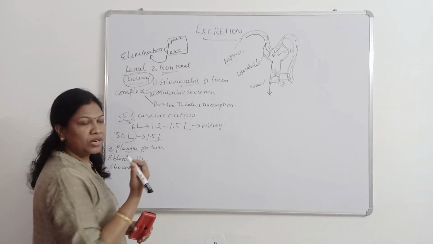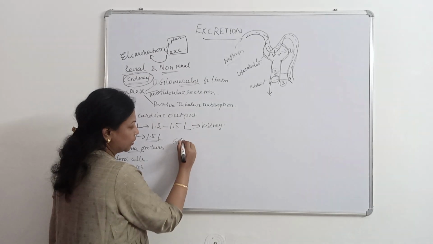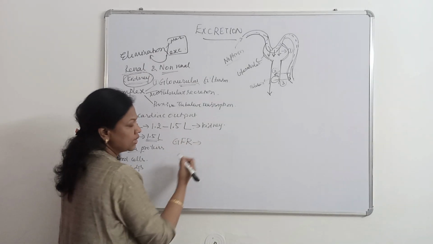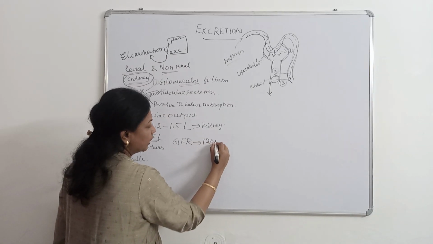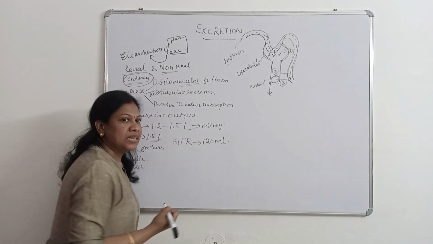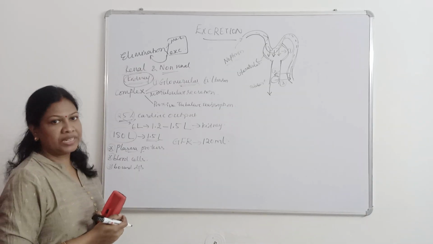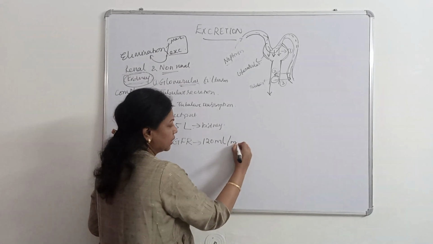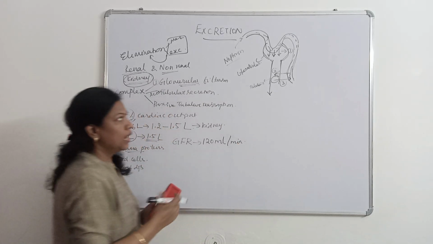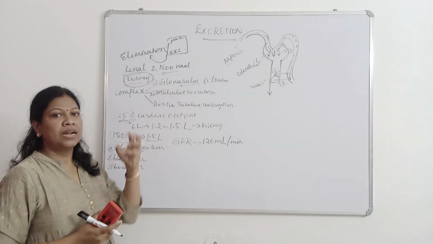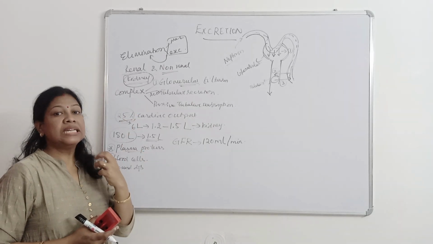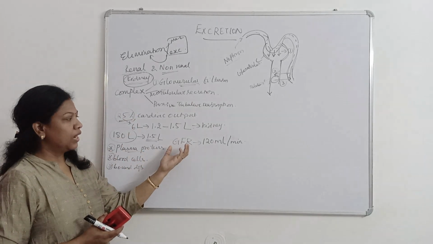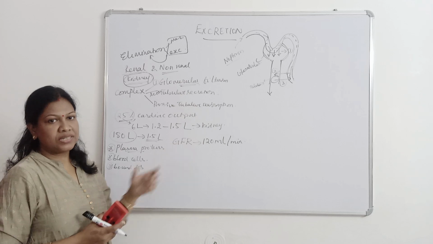So what is the glomerular filtration rate, which is known as GFR? GFR is the glomerular filtration rate. It is about 120 ml per minute. So GFR means about 120 ml of blood will be filtered each minute.